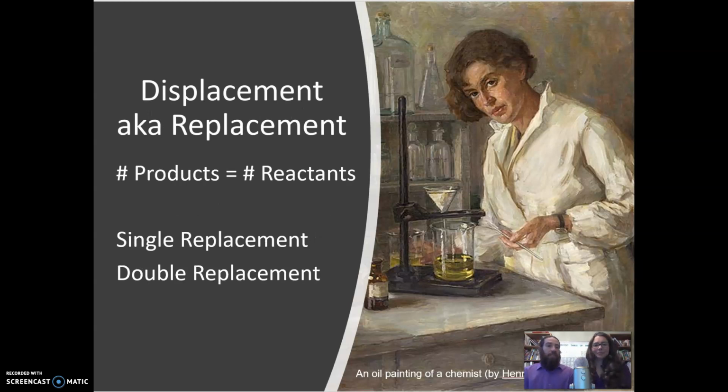And we have our displacement reactions, and we can use the term replacement in place of displacement. And here, the products and the reactants, they're equal. And there's two categories. They can be either the single type or the double type.